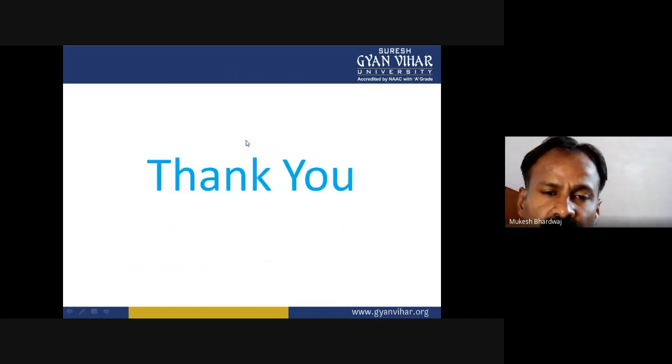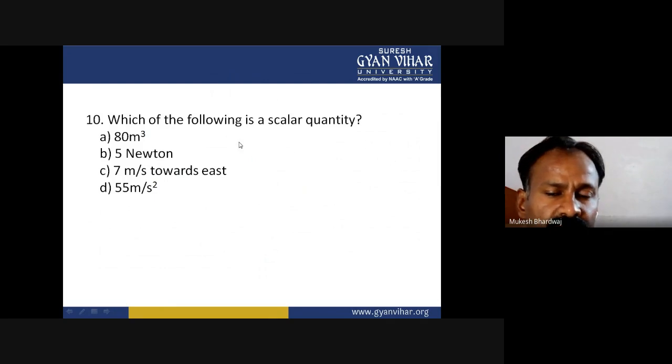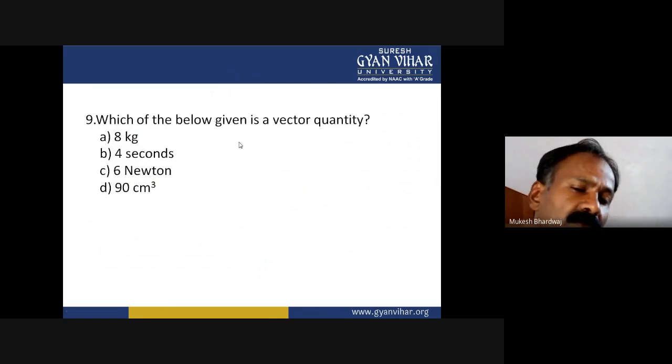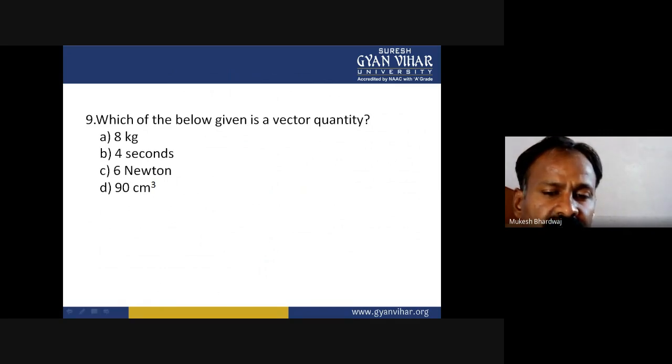So this is all about vectors and the coordinate system. In the next class we are going to start with a new topic in continuation to the vector analysis and Cartesian coordinate system.